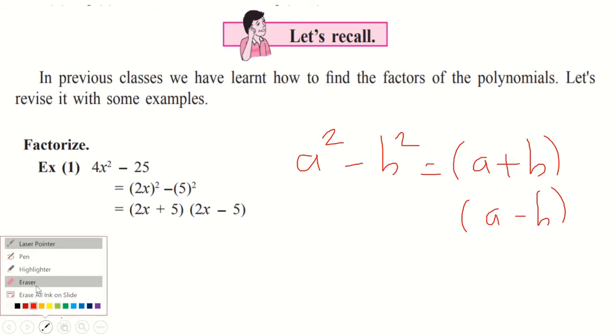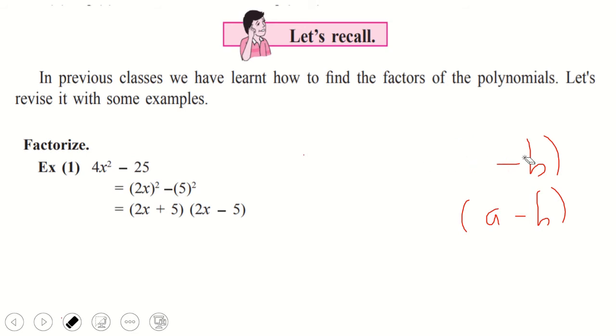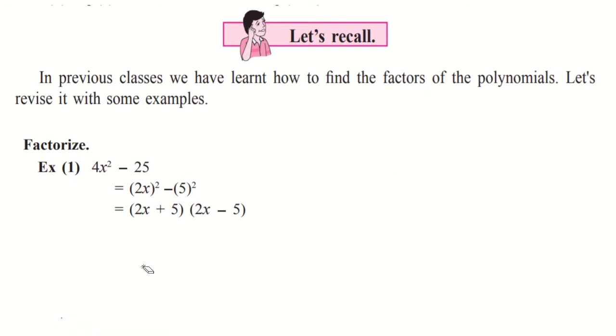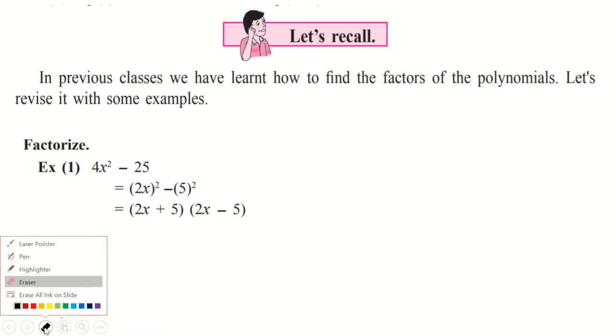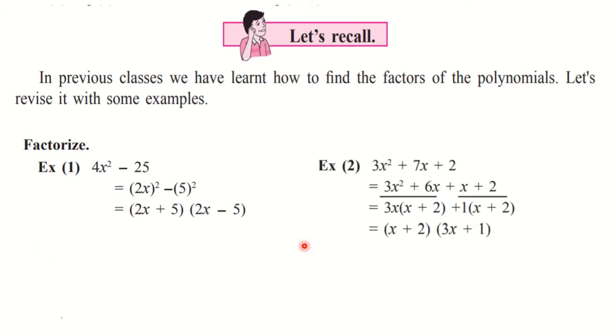Okay, now I am erasing this part, so that we can see the next sum here only. So I am erasing whatever I have written to understand. Okay, so I am going towards the next question now. Next question, question number 2 here. See, 3x square plus 7x plus 2.